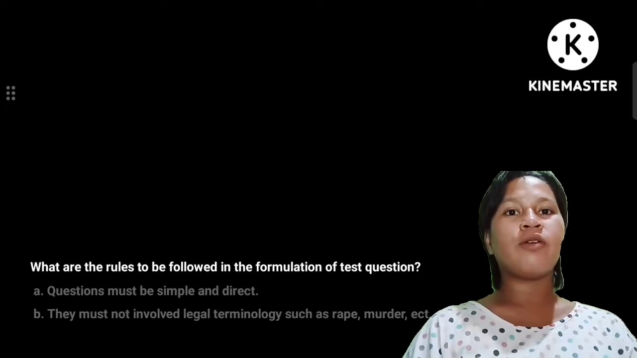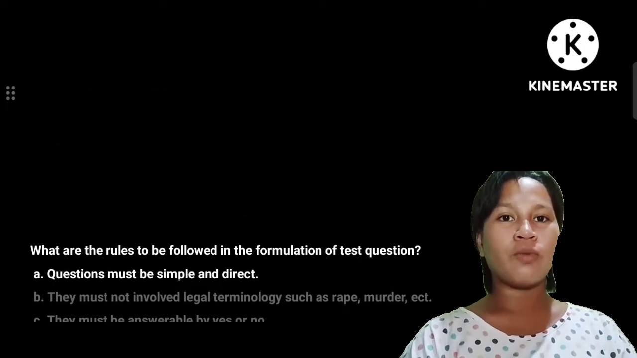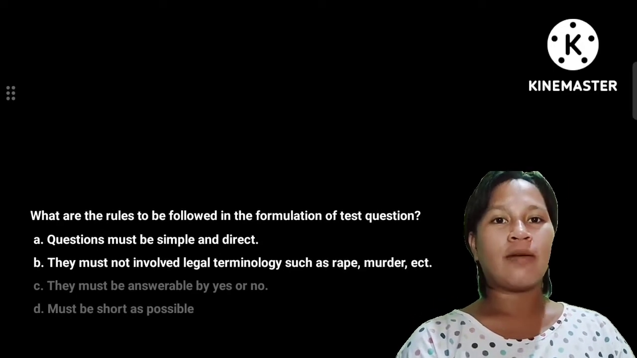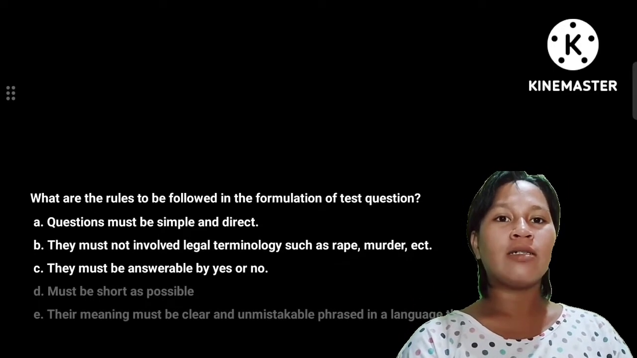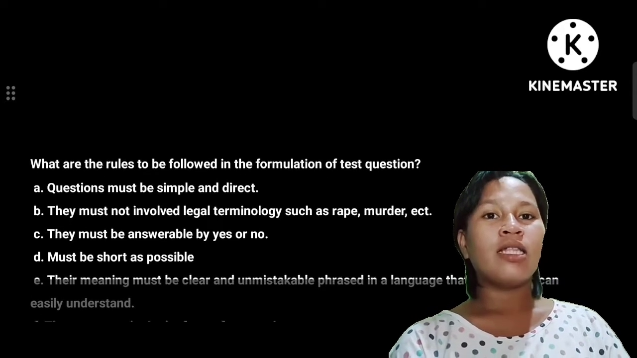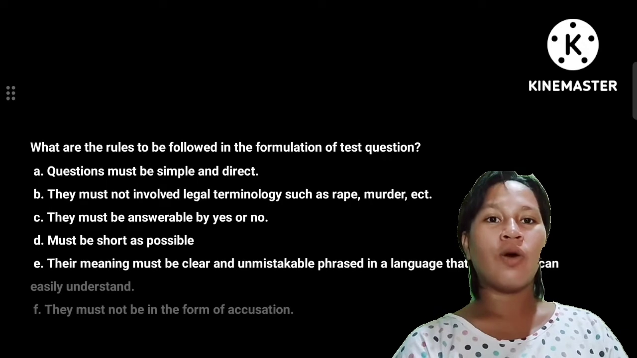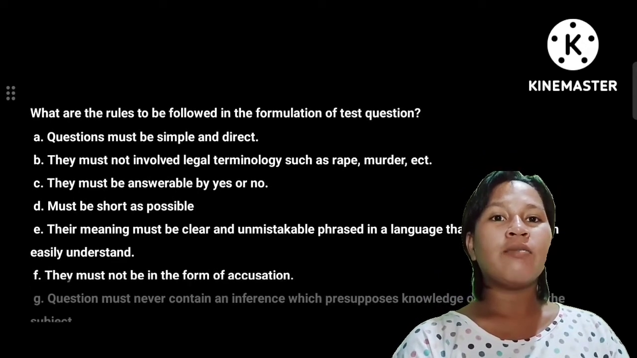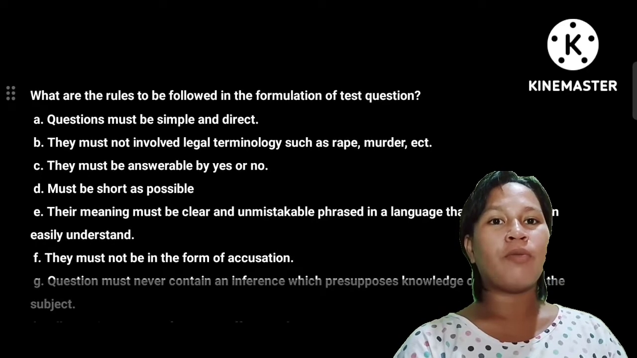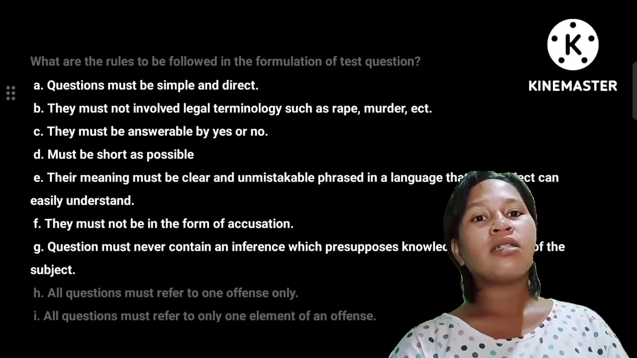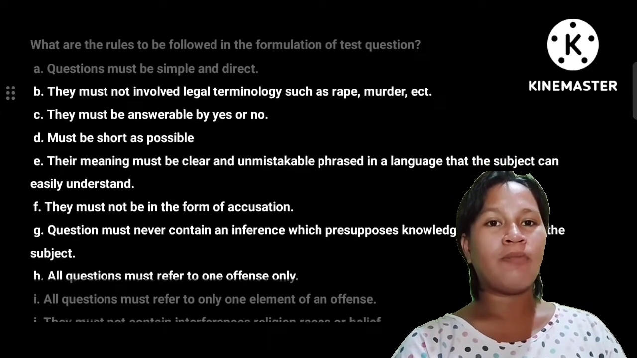There are rules to be followed in the formulation of test questions. Questions must be simple and direct. They must not involve legal terminology such as rape, murder, etc. They must be answerable by yes or no. Must be as short as possible. Their meaning must be clear and unmistakable, phrased in language that the subject can easily understand. They must not be in the form of accusation.